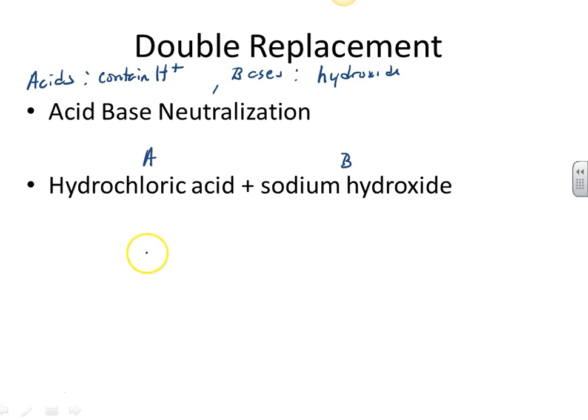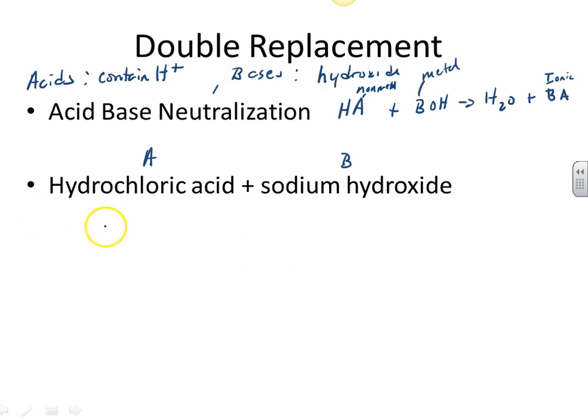Okay. So what we end up with, if you look at a pattern, is an acid, hydrogen with an anion, HA, plus BOH is going to yield HOH, which is water, plus an ionic compound composed of the metal and the nonmetal. So that makes this an ionic.